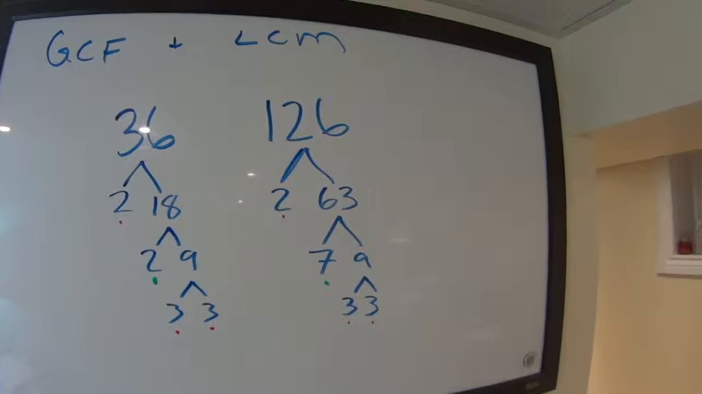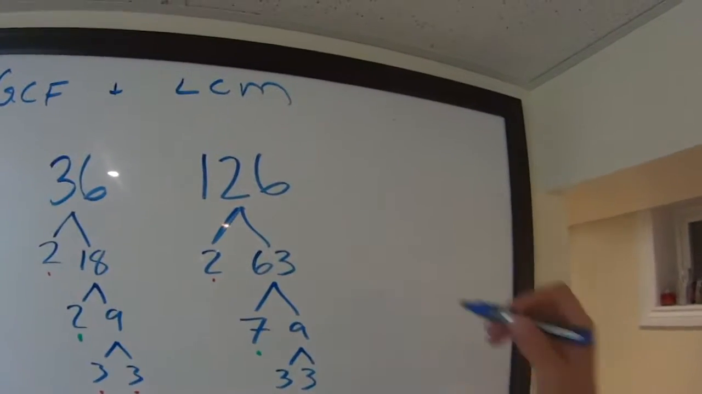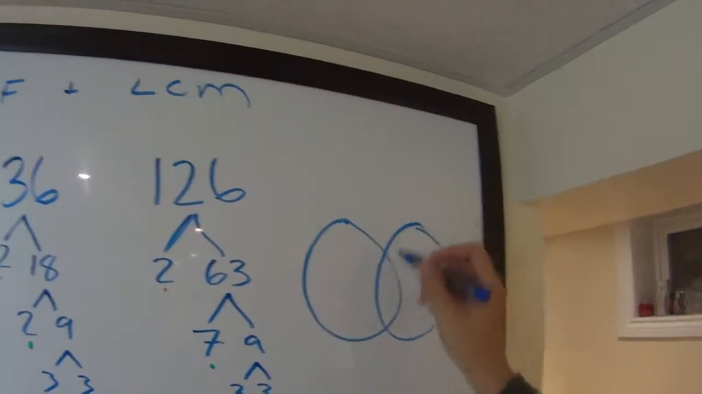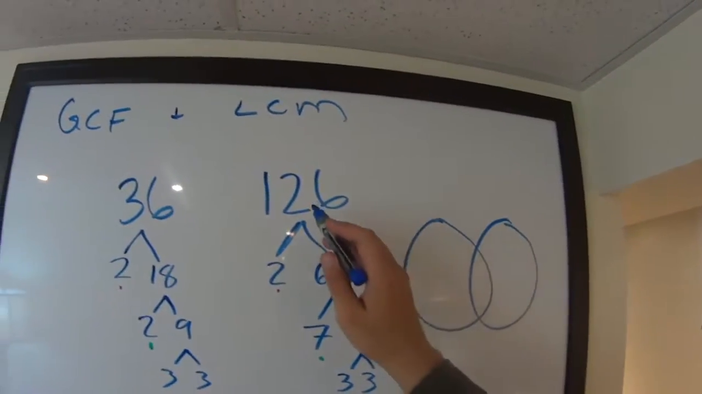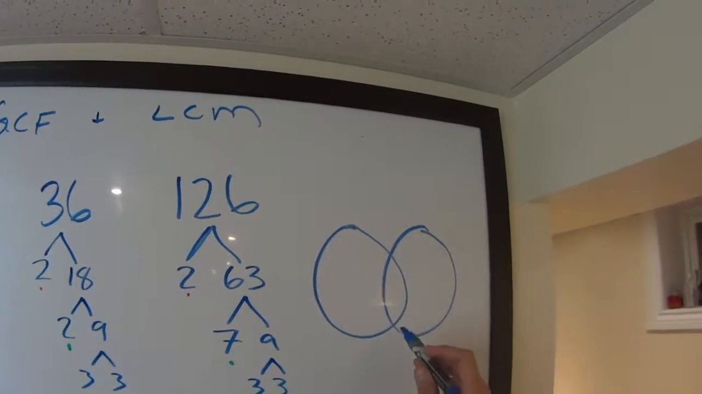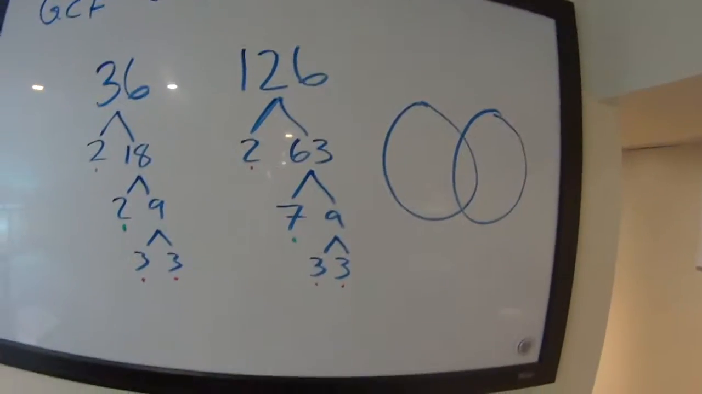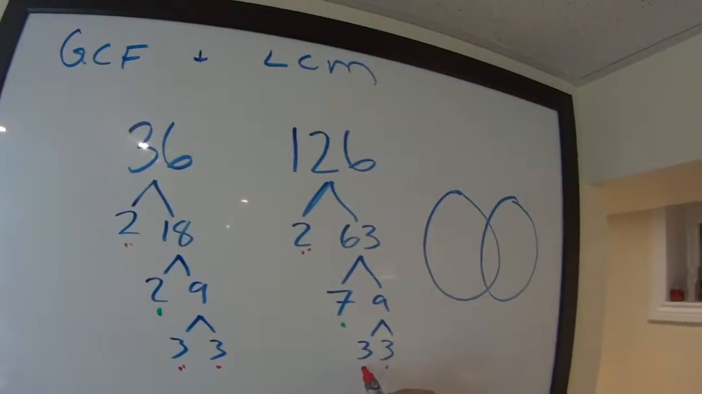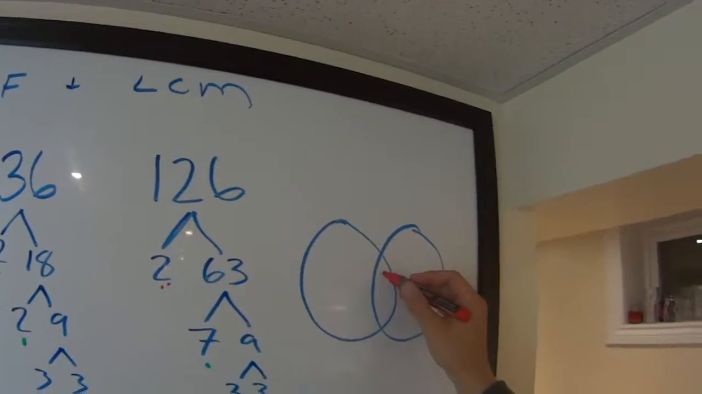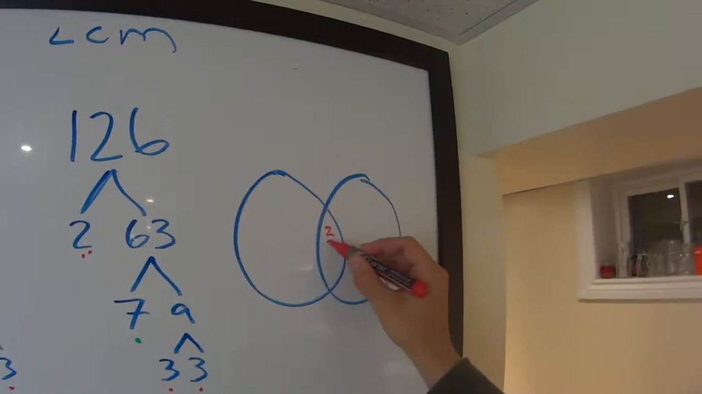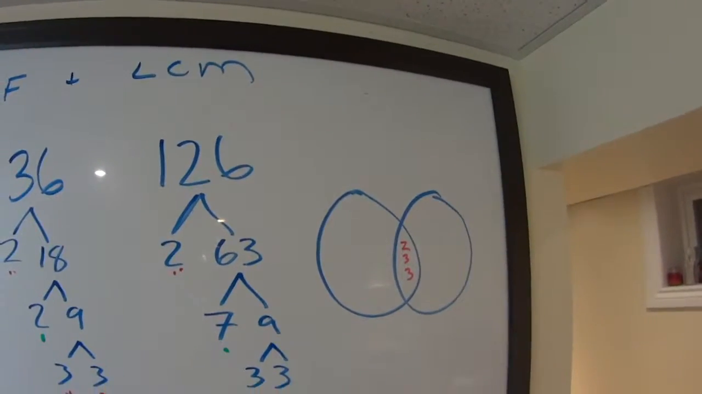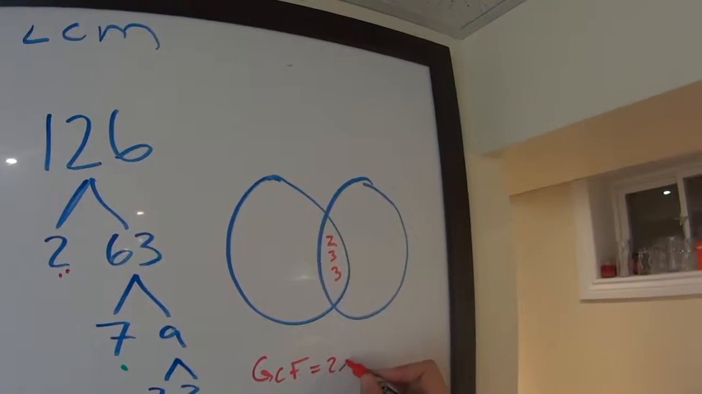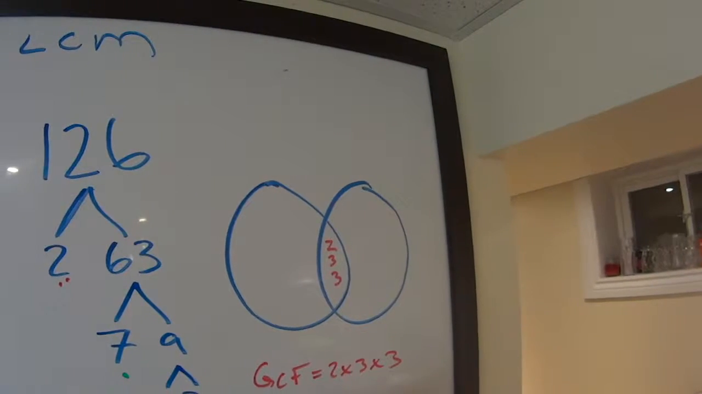Okay. Next thing we do, we're going to do a Venn diagram. The left side will represent 36, right side will represent 126. Commonalities will be right down the center. So what commonalities do we have? We have 2, 3, and 3. These are all friends. They go in the center. 2, 3, 3. So to solve for GCF, GCF equals 2 times 3 times 3 equals 18.